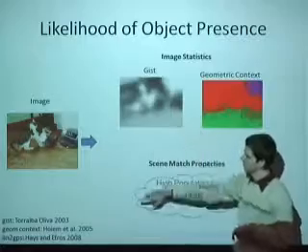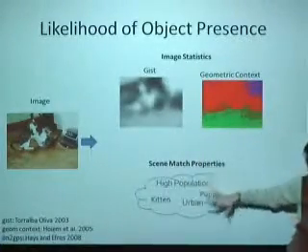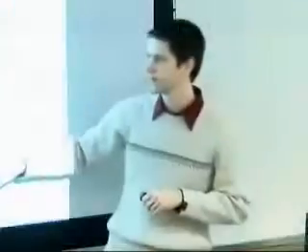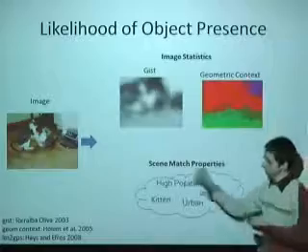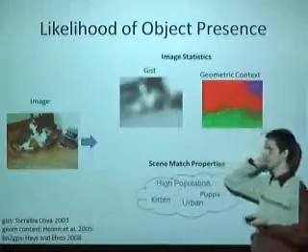And then at the same time, what I did was use scene descriptors to go out on the internet, find the most similar matches, and then use the properties of those scene matches to try and say whether or not there's a cat present. So I've got this baseline scene-level context to compete against.